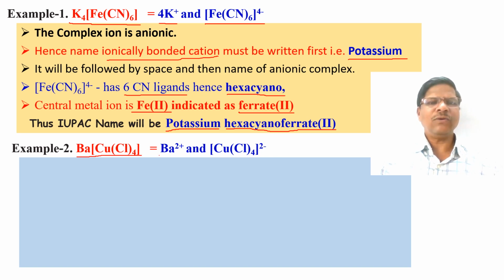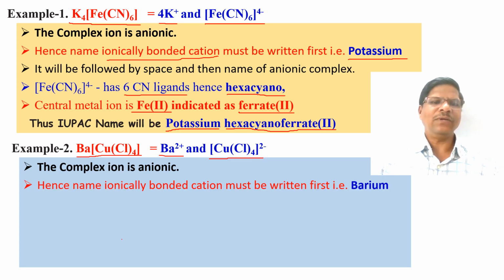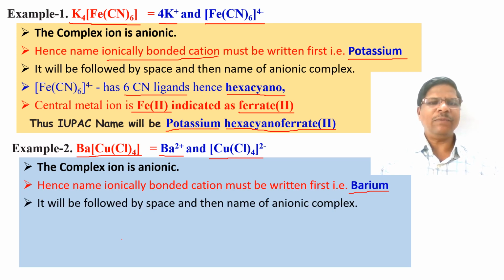BaCuCl4. So Ba2+ is the cation which is ionically bonded to the anionic complex ion CuCl4 2-. What does the rule say? The rule says that we must write down the name of barium first, then it will be followed by a space and the name of the complex ion.